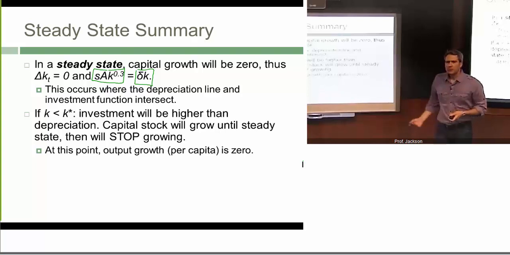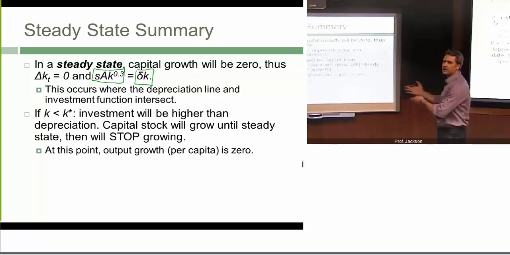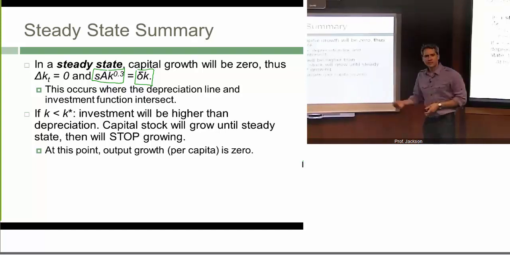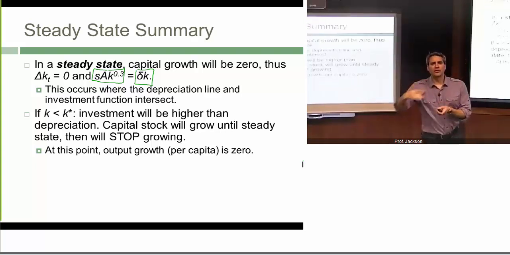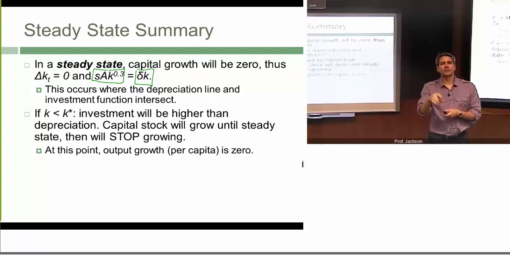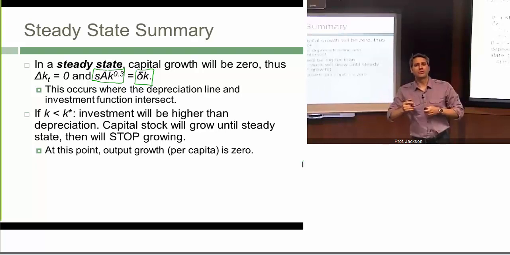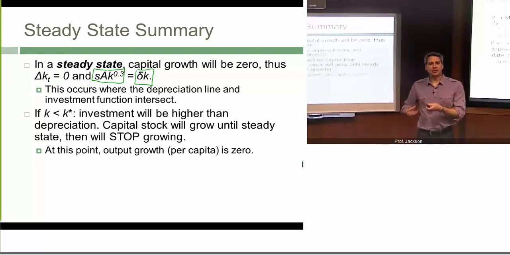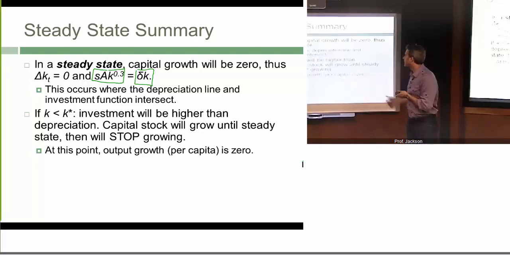If the level of capital is less than the steady state level of capital, then in that case, we're going to be to the left of that steady state. And so what that means is that the total amount of investment that we're putting into new capital is going to be greater than the amount that's being depreciated away. And so overall, the change in the capital stock is going to be positive. So in other words, the net effect is we're going to grow the capital stock over time. And the capital stock is going to continue to grow until we reach that steady state level of capital.